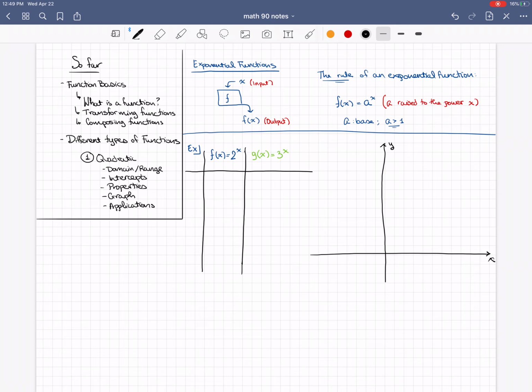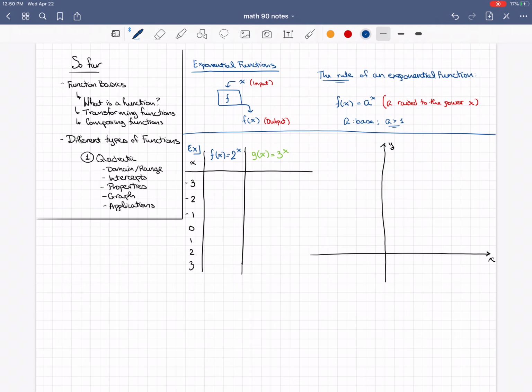And let's start with 2 to the x, so we'll do that in blue. And for both of these functions, for our inputs, we'll look at -3, -2, -1, 0, 1, 2, and 3. If you want to go beyond that, you can, but I think you'll see very clearly, very quickly, why I'm only using these few values.